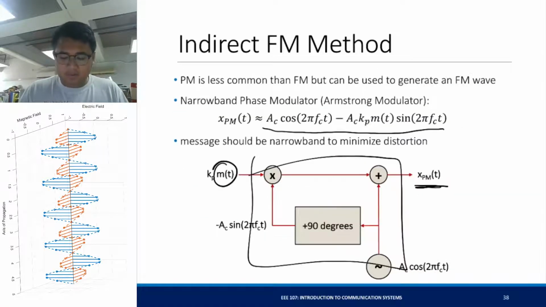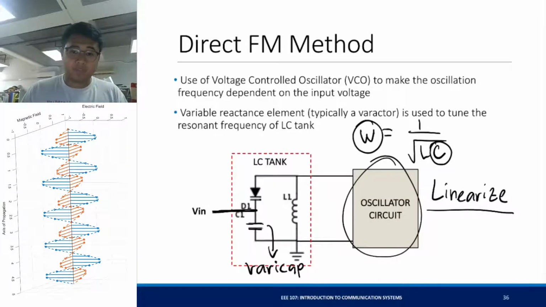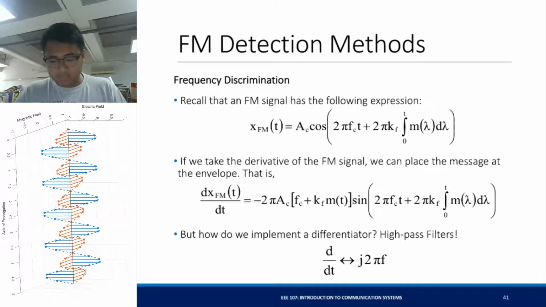But it's easier to design this than designing an oscillator circuit. An oscillator circuit is actually difficult to implement. Okay. So now, how do we detect FM signals? One method is to use a frequency discriminator.